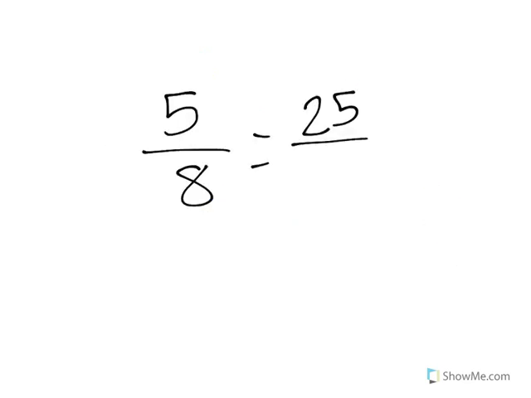Let's look at this one. Here we have 5/8 is equivalent to 25 over a mystery number. So, I'm going to use my numerators this time. I know that I have 5 times something equals 25. 5 times 5. If I did it to the numerator, then I do it to the denominator. 8 times 5 is 40. So, an equivalent fraction would be 25 over 40.